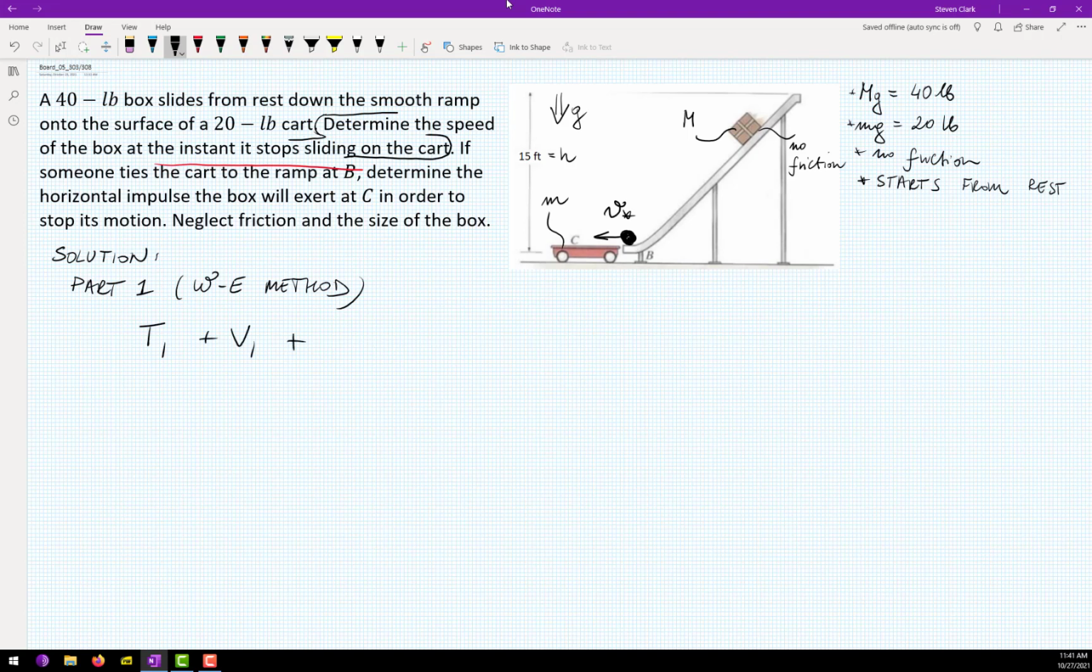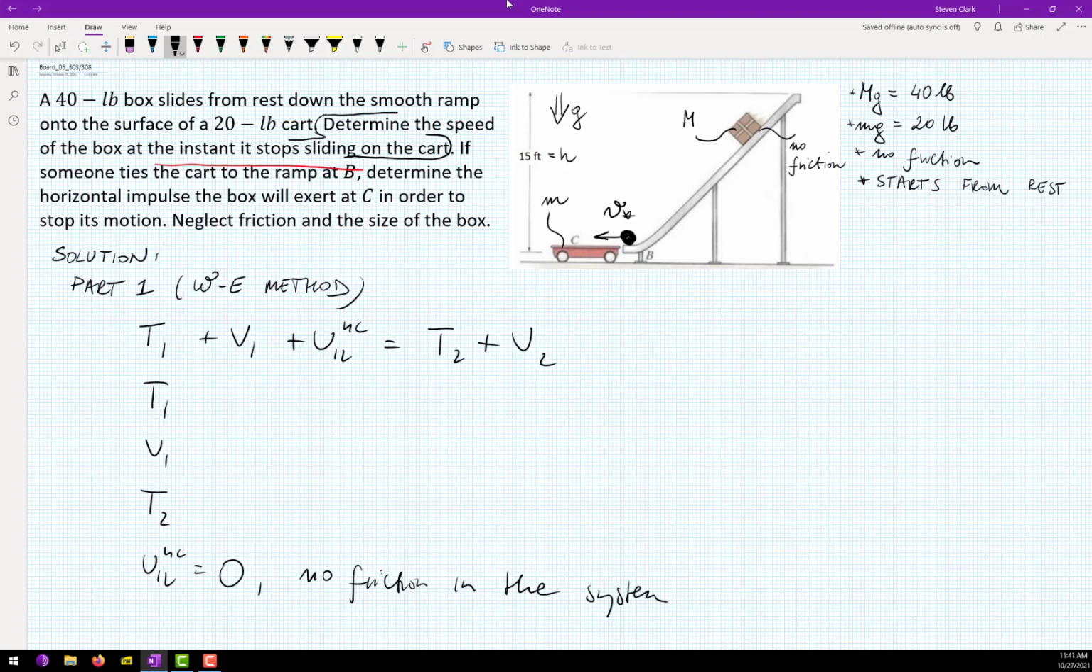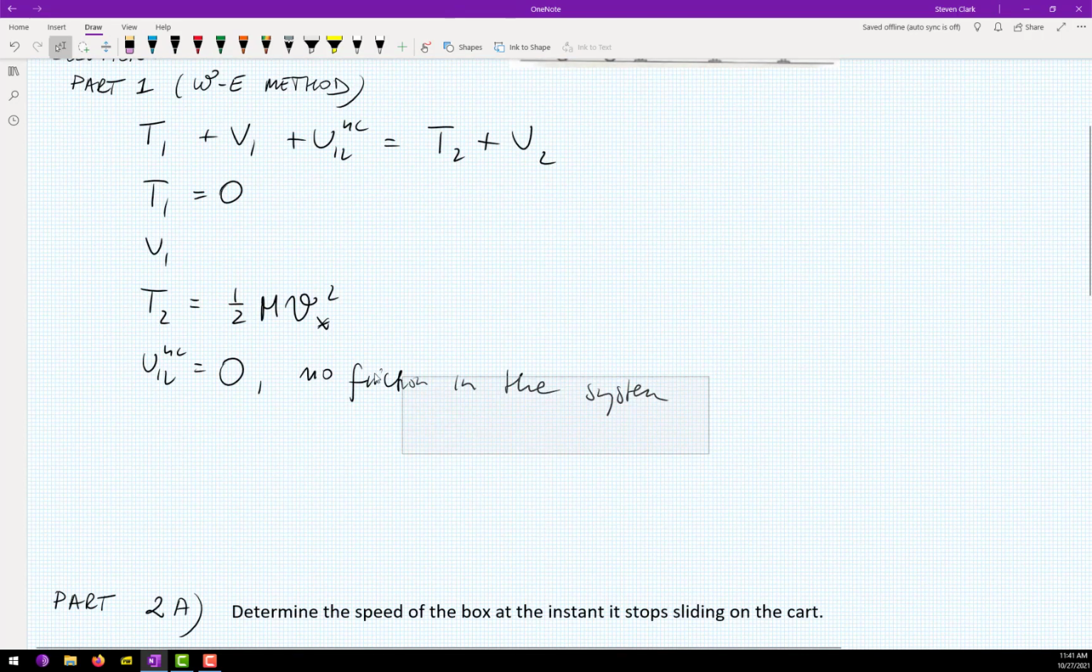T1 plus V1 plus U12 non-conservative is equal to T2 plus V2. And let's find these five guys. Actually 4, because we know that energy is preserved. So this is 0. No friction in the system. Okay, system starts from rest. This is 0. System at the end has some velocity, 1/2 big M V star squared. How about potential energies? I forgot about one potential energy.